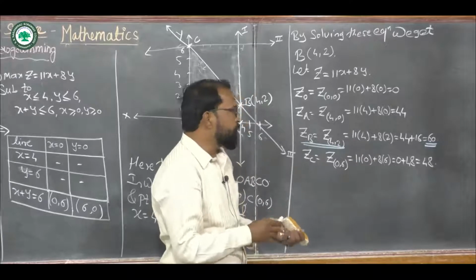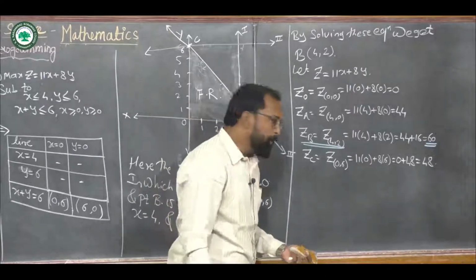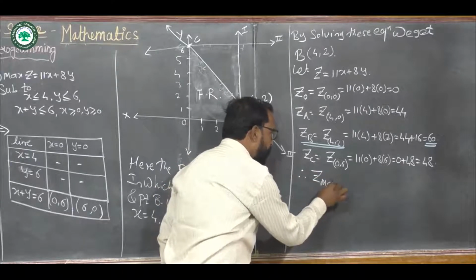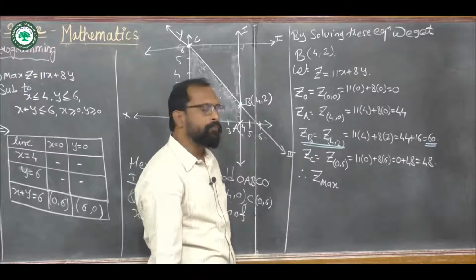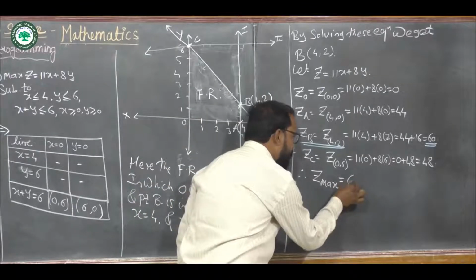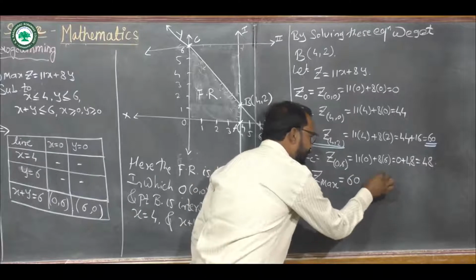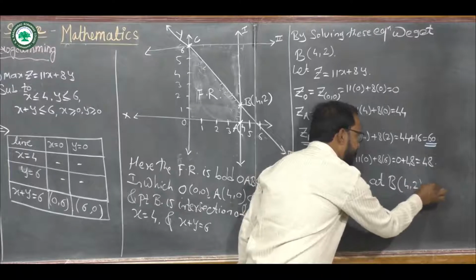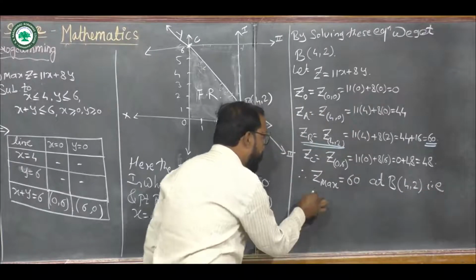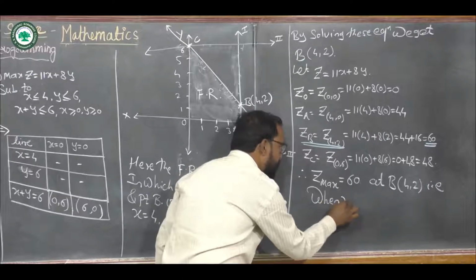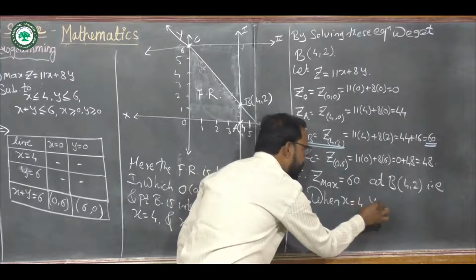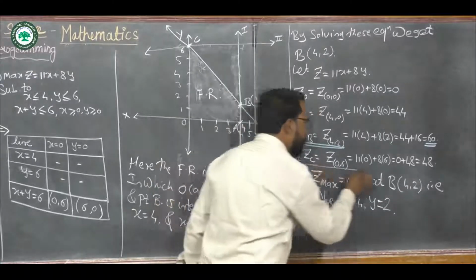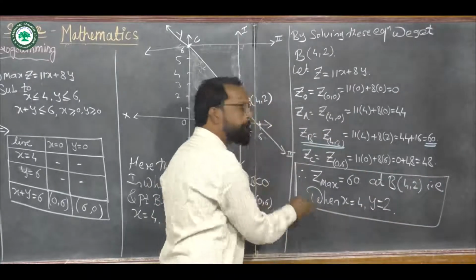And so the solution of this LPP is z max, the maximum value of z, equals 60 at B, 4, 2, that is, when x equals 4 and y equals 2. This is the solution for the given LPP.